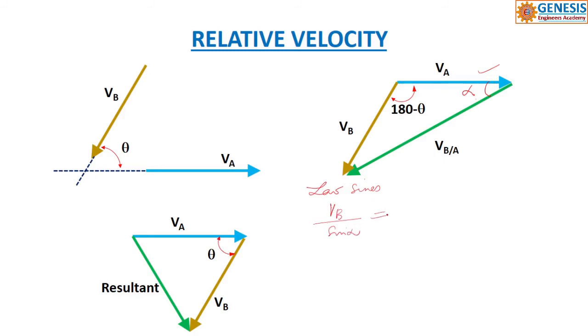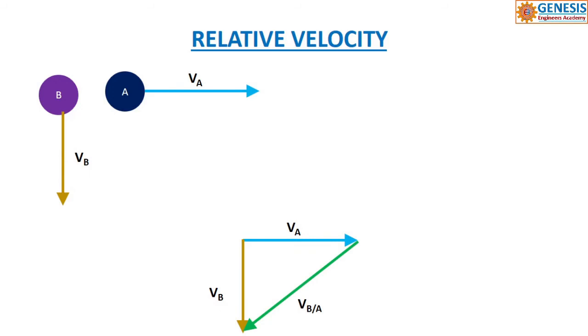And suppose I don't know this angle, I can use VBA by sine of 180 minus theta. From this you can find sine alpha, so alpha is the angle with the horizontal. So this formula can be used for parallel velocities or perpendicular velocities or at any angle. Okay, next, the same thing we are applying.